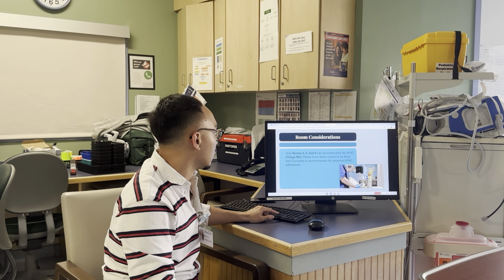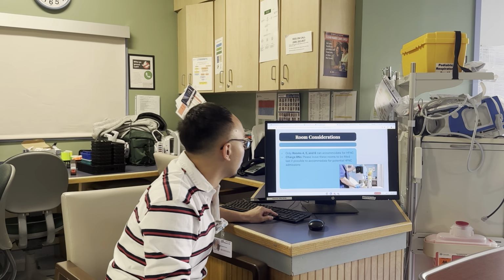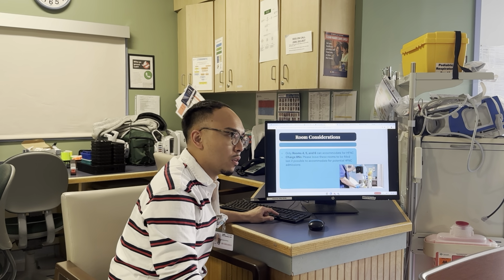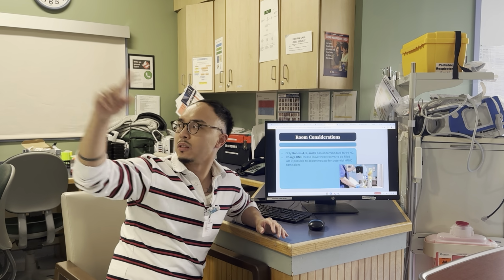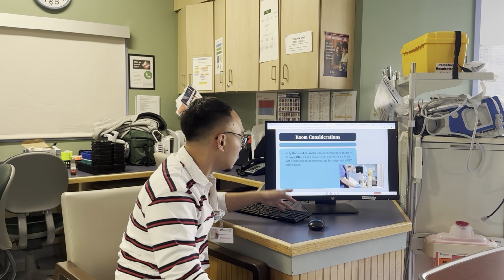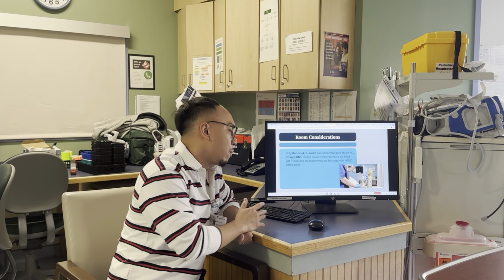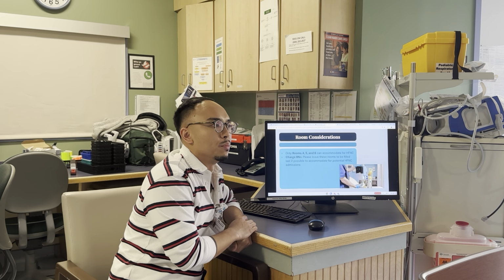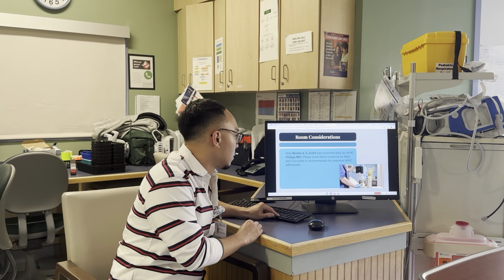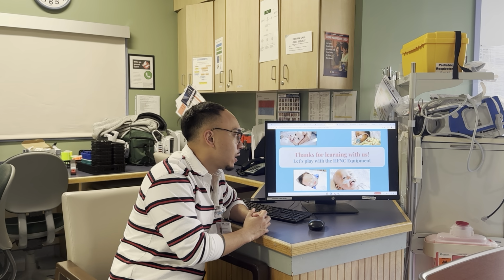All right. Some room considerations. Only rooms 4, 5, and 6 can accommodate high flow. So 6, 5, and 4. Okay. Charge RNs, we ask that please leave these rooms to be filled last, if possible, to accommodate potential high flow admissions. Okay. And that's about it. Thanks for learning.